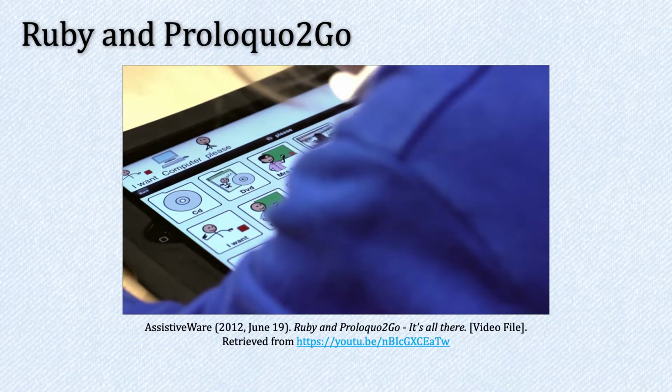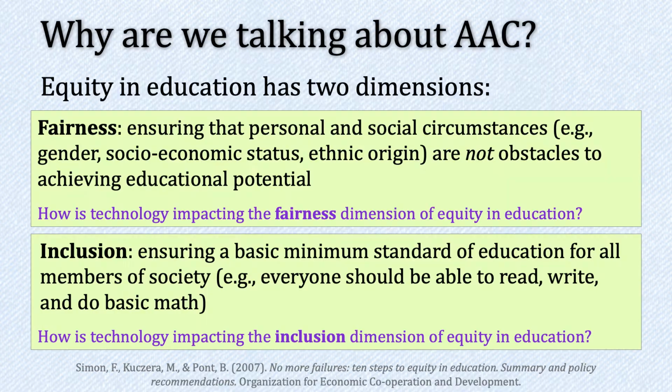So you might be thinking, well, why are we talking about AAC? Well, of course, this has to do with equity in education, which has been one of our primary topics this semester. And we know that there are two dimensions to equity in education. First, on the one hand, we have fairness, ensuring that personal and social circumstances are not obstacles to achieving educational potential. And obviously, people with speech disabilities or disorders who can't communicate normally, that is a personal circumstance, and it should not be an obstacle to achieving their educational potential.